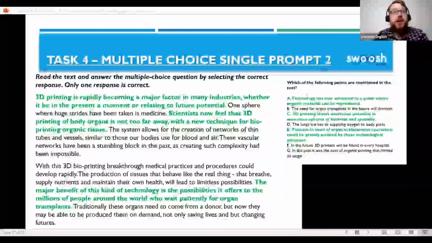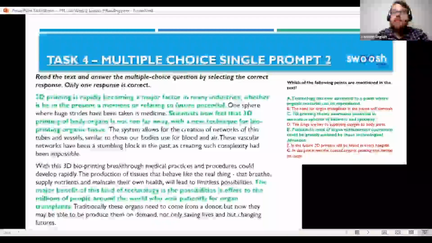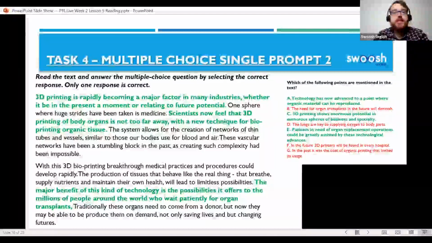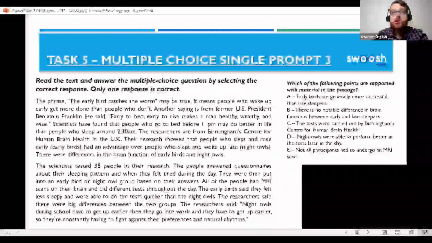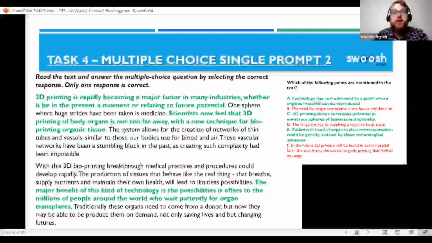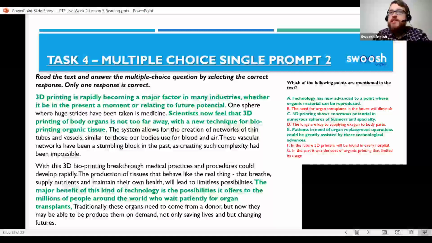Let's now get into our incorrect answers. So B, D, and F are of course incorrect. Let's have a look about why they are incorrect. Well, B states the need for organ transplants in the future will diminish. Was there anything in this passage which talks about how organ transplants will diminish in the future? Well, there's nothing that states it. There's also nothing that contradicts it. There's just nothing that references how organ transplants will in fact decrease. So we can therefore take away that as an incorrect answer because there's nothing that is referenced with it.